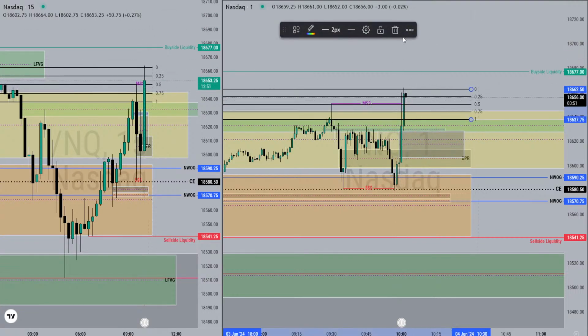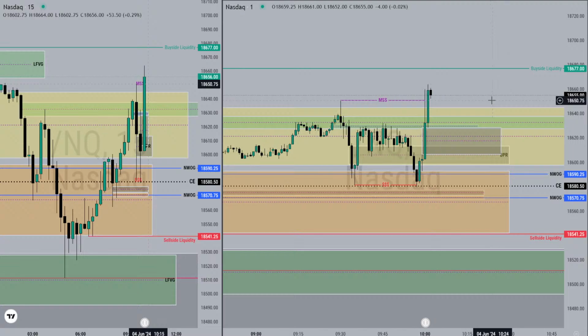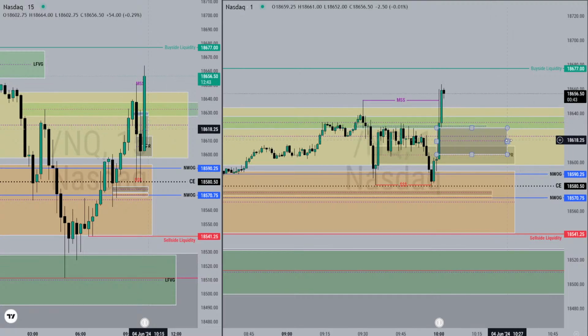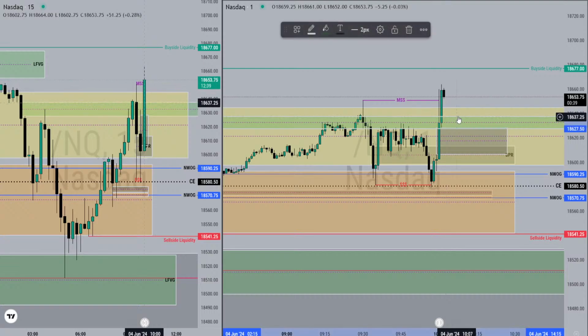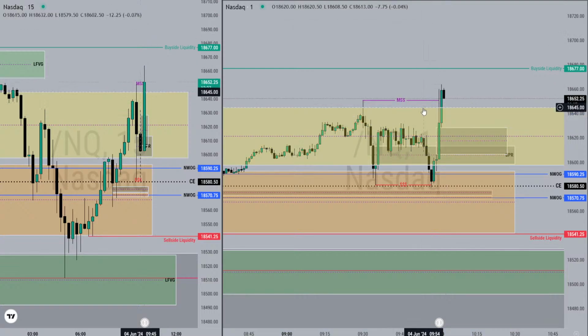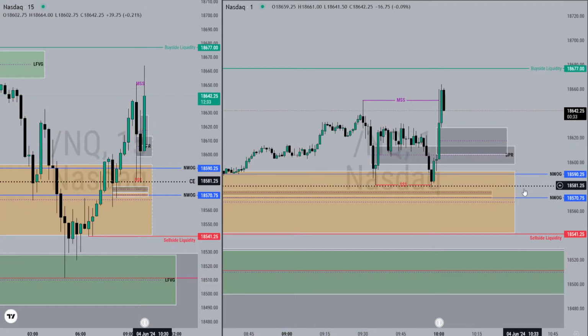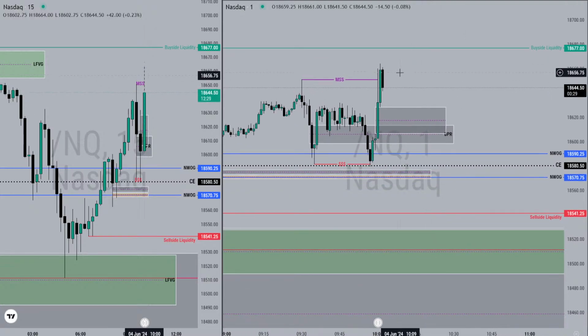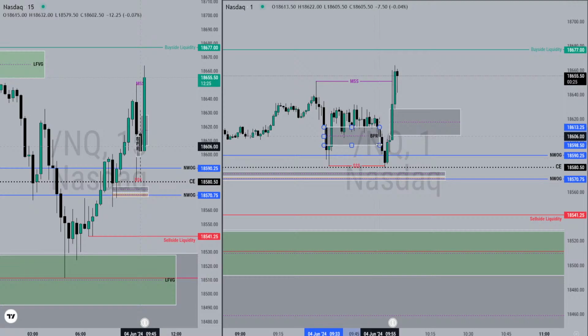Now I'm going to remove this opening gap because it's done. Market has closed the opening gap already. I don't need that on anymore. Going to remove this one. This fair value gap is not important anymore because market closed that. So I'm going to remove this. I would love to make sure that my chart is clean. Here, over here.